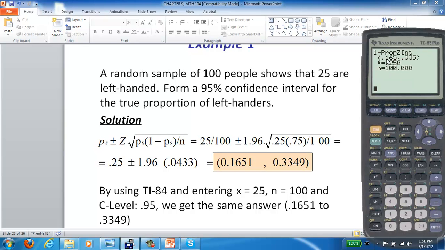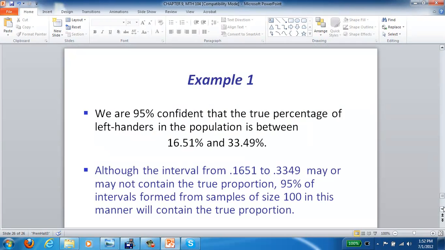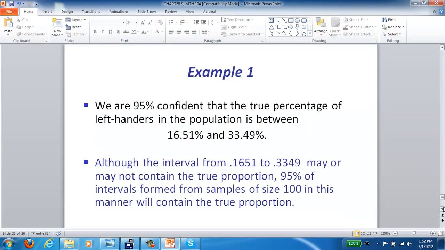And again, as you can see, 0.165 to 0.335. That means from 16.5% to 33.5%. And as you see, we did both steps manually and by using the graphing calculator. And this is the explanation. We are 95% confident that the true percent of left-handers in the population is between 16.5% and 33.5%.